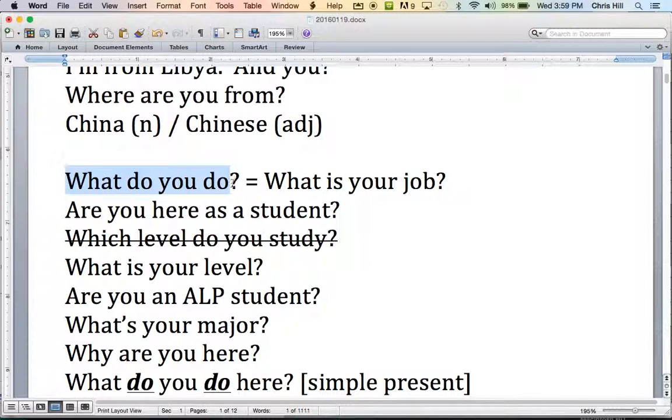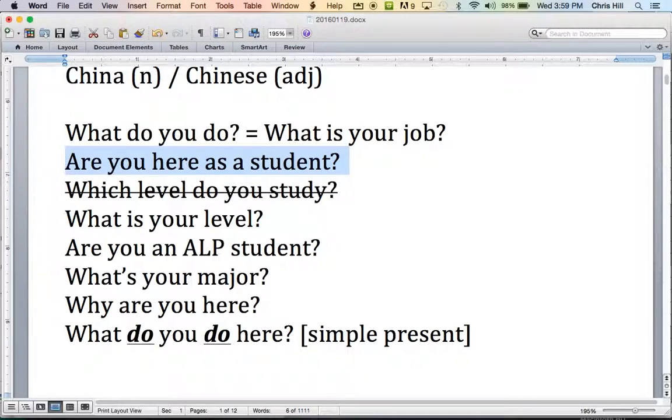What do you do? This is the same as asking, what is your job? But usually we ask this question. What do you do? I'm a teacher. I'm a student. Are you here as a student? This is another good question.